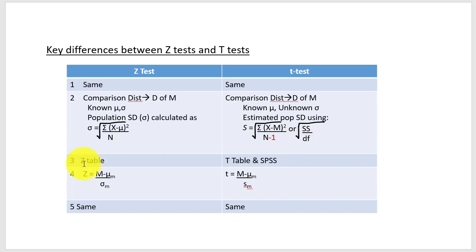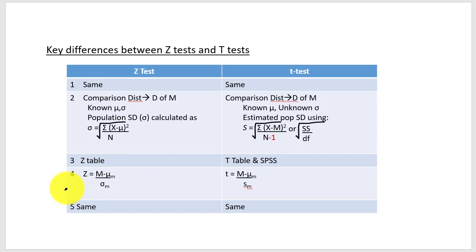In step 3, it remains the same-ish. We use the z-table in a z-test to calculate what our cutoff score is. In a t-test, we can use the t-table, but we're also going to rely on SPSS to help us make the decision based on our critical values.